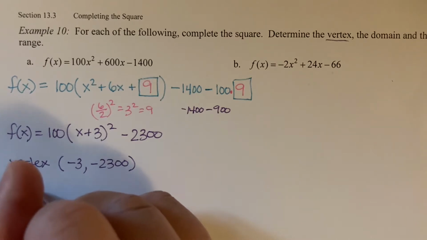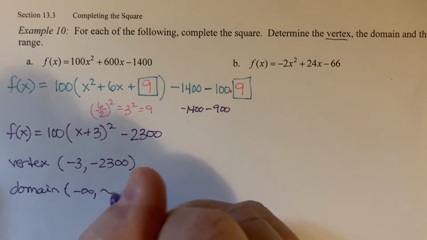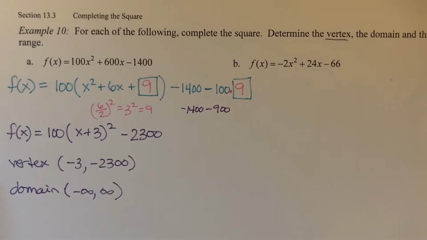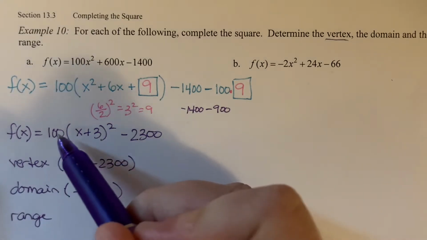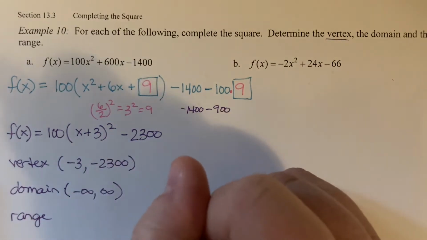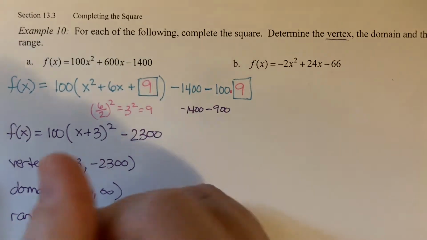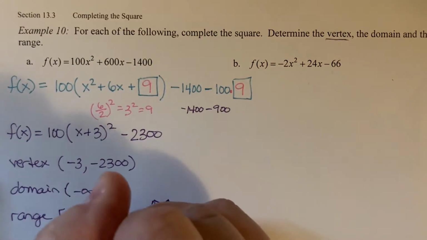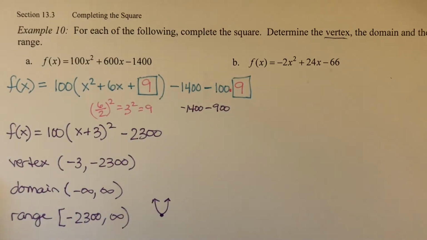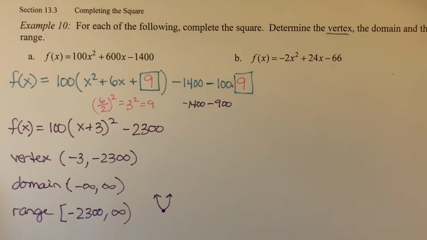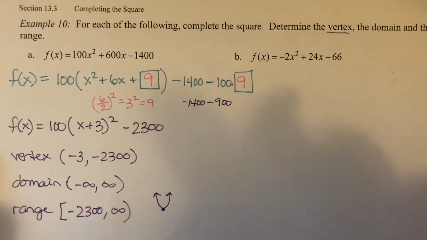The domain of any right side up parabola or upside down is negative infinity to positive infinity. The range, well, this A is positive, so it's right side up, so it's going to be that y value to infinity. So negative 2,300 comma infinity. All right, well, that was part A. Let's see what part B does.